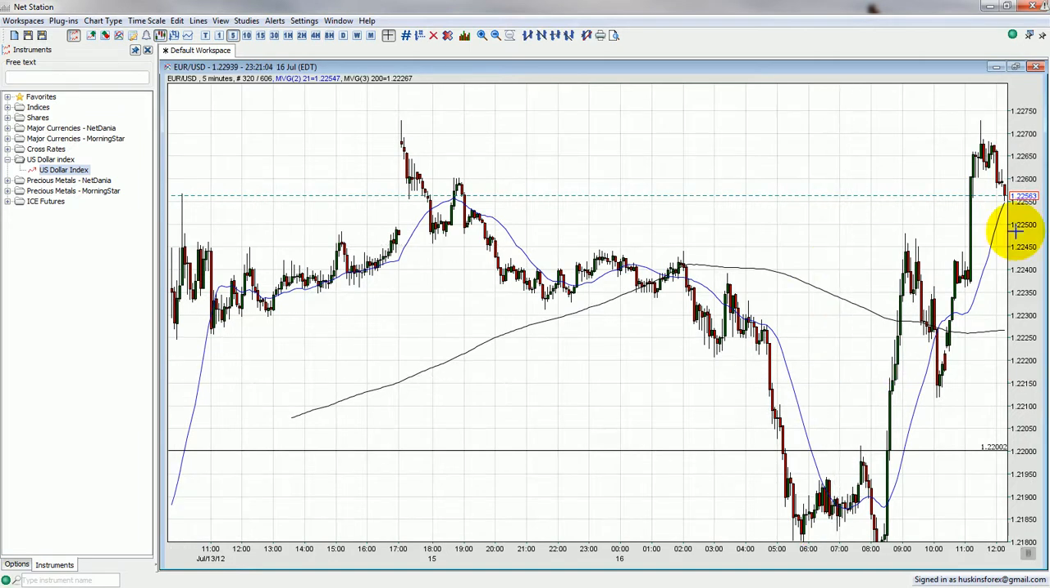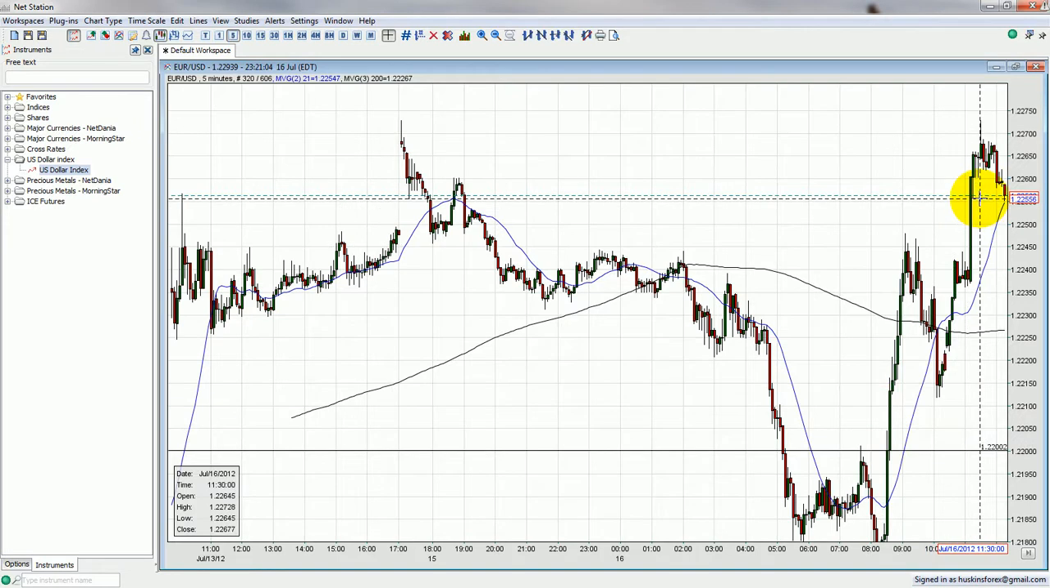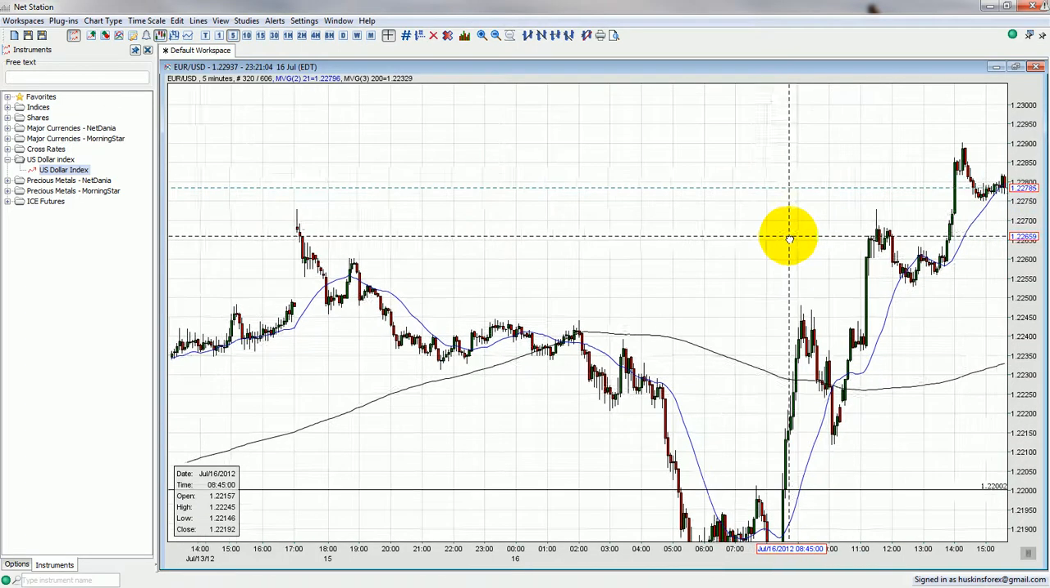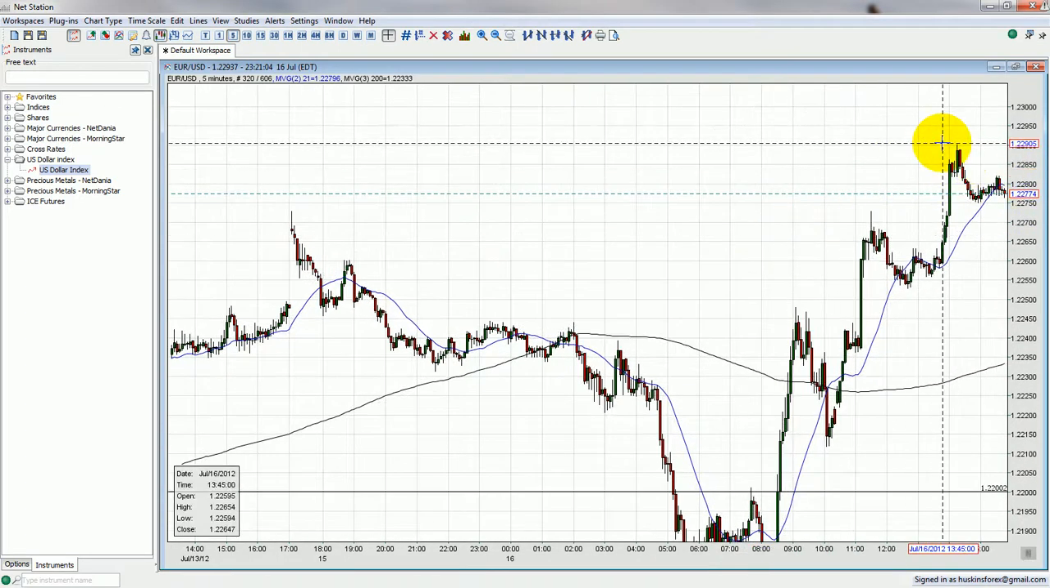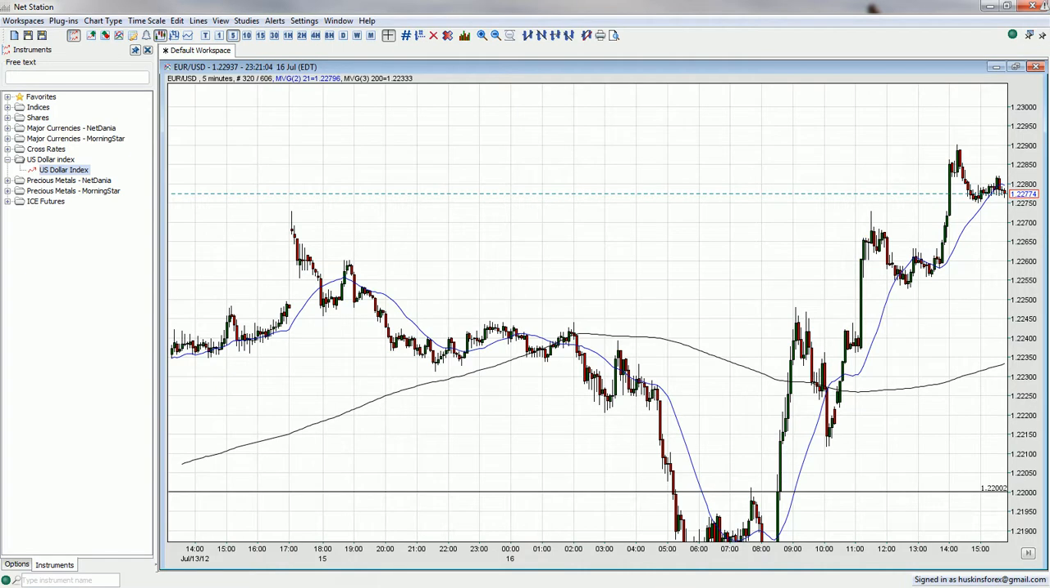Now, I personally bailed out at 30 pips, but this trade plan would have easily made 60, or even 90 pips. But I personally bailed out at 30 pips on this particular trade. I'll tell you why. So that's trade plan number one, same trade event.